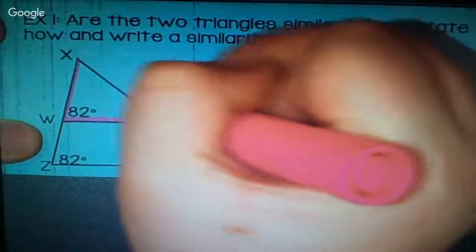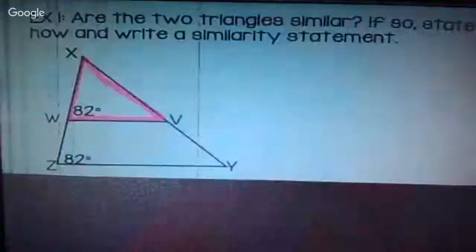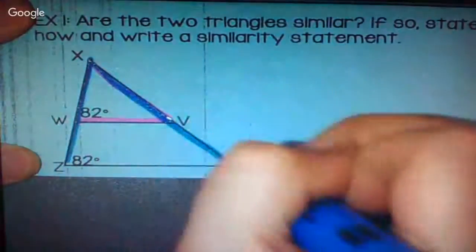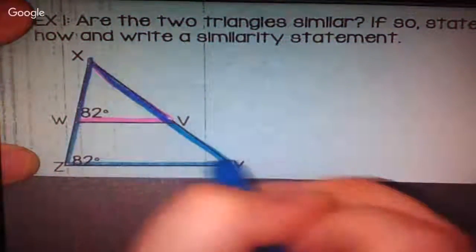I've got this one. Stop. Which one are you on? Oh, on the left. Okay. Can I get a marker? Does anyone have a picture?